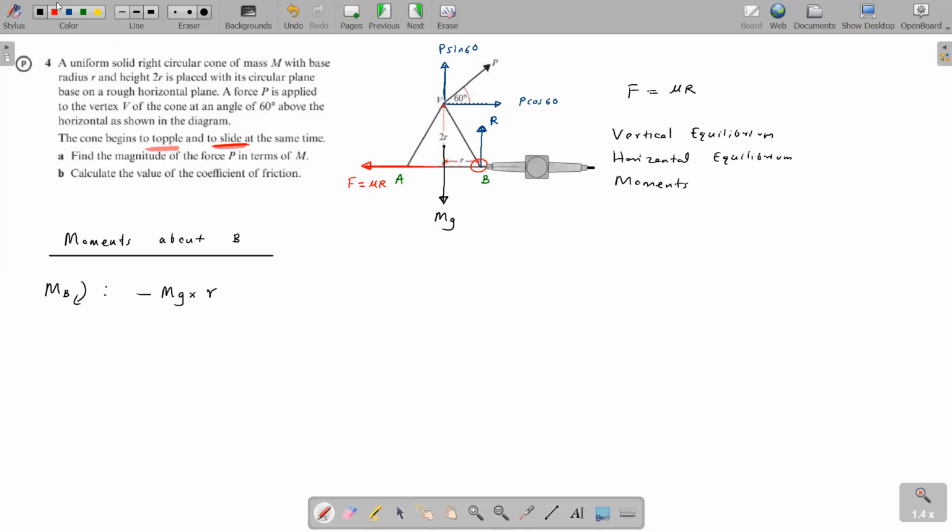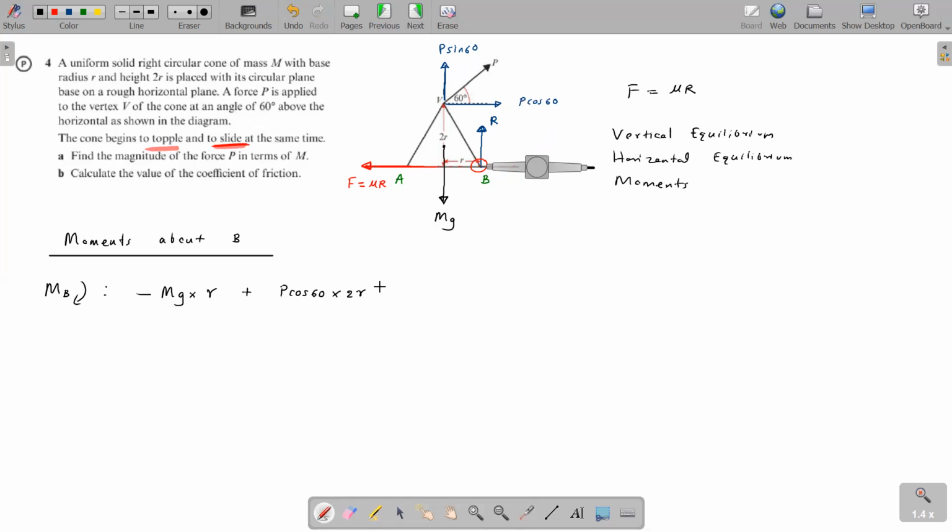So if it's a clockwise moment, that's plus P cos 60. And guys, what's the perpendicular distance? The perpendicular distance between P cos 60 and B. So guys, you can see this is the perpendicular distance. Can you see the red color distance? This is the perpendicular distance, which is 2r. Right, guys? So perpendicular distance between P cos 60 and B is 2r. So P cos 60 into 2r. All right, guys? Okay.